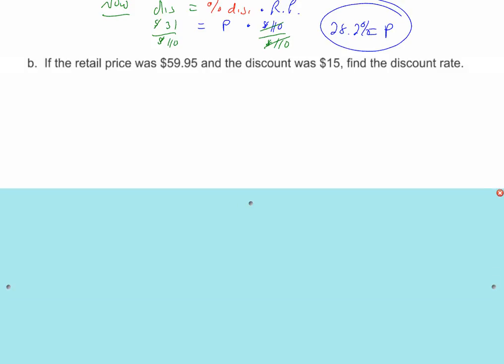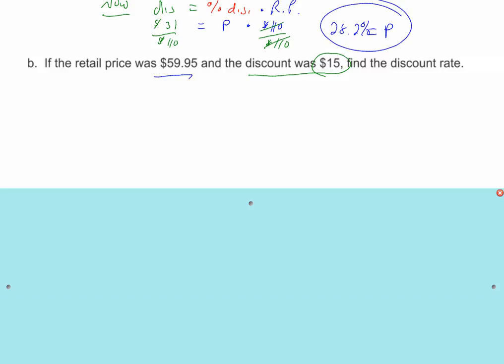We're not going to do this problem. Just watch. For time's sake, we're not going to do this problem. Just watch. Notice the difference, though. In this problem, we're told the discount amount. Do you see the difference? So we have to find the discount first. No, we're told the discount. And we're told the retail price.